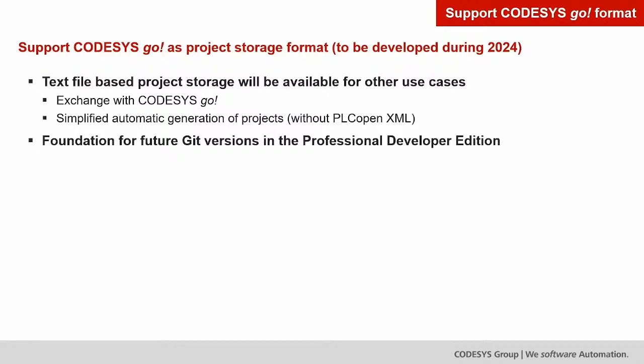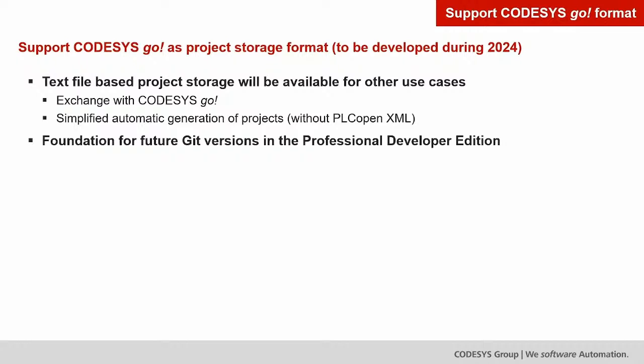This text file based storage will be exportable and importable in CODESYS version 3, and this enables new use cases for this kind of project storage. So for the one use case, obviously, it is about the possibility to exchange projects with CODESYS Go, but also other use cases will be a lot easier to implement. With this, for example, the automatic generation of projects by using external scripting tools without having to use some intermediate format like PLCopenXML, for example.